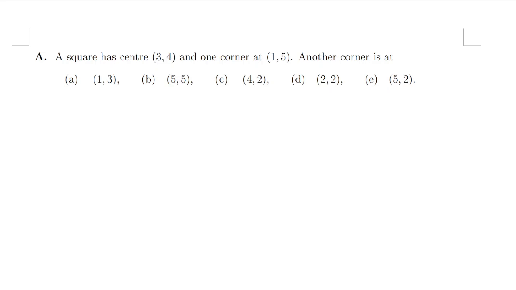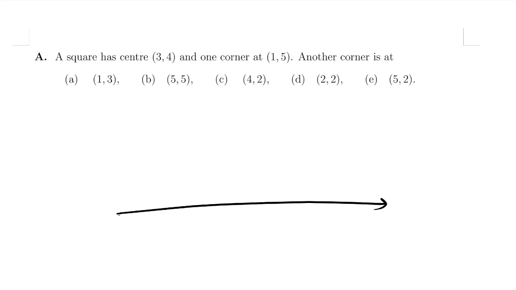Okay, moving on with MAT 2020, but question 1 this time. A square has center (3, 4) and one corner at (1, 5). Another corner is at which coordinates? Okay, so let's give this a sketch because it's a coordinate geometry question, right?